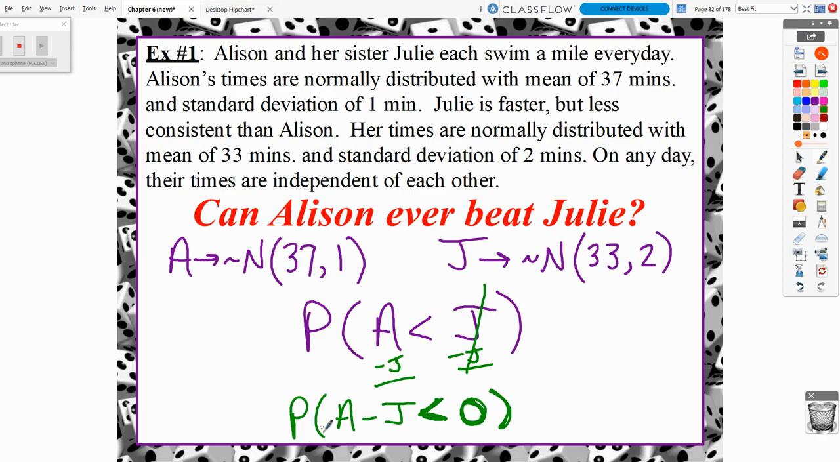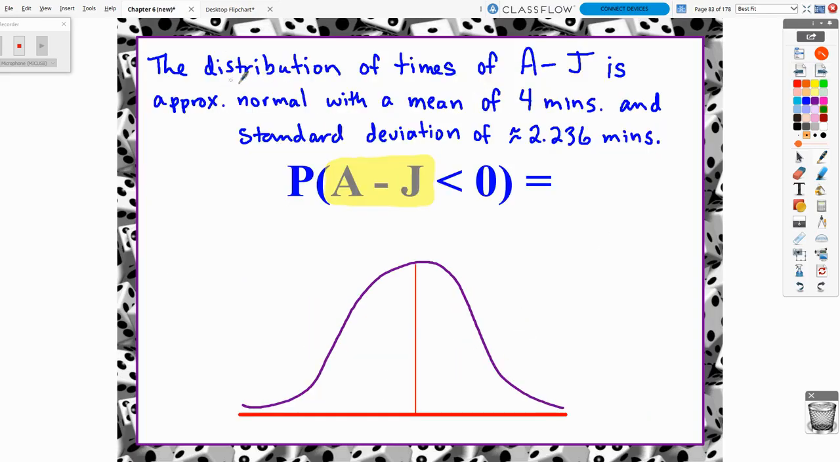So this is what we want to figure out. What is the probability that the difference of their times is less than 0? Right? That would mean that Allison's time is smaller, Julie's time is bigger. A smaller number minus a bigger number would produce a negative number, and negative numbers are less than 0.